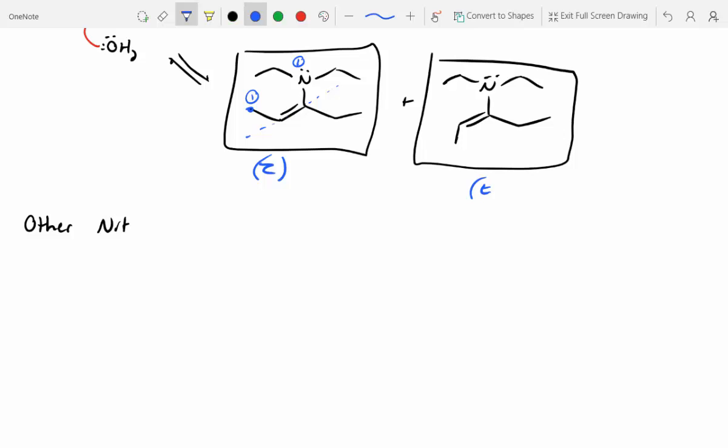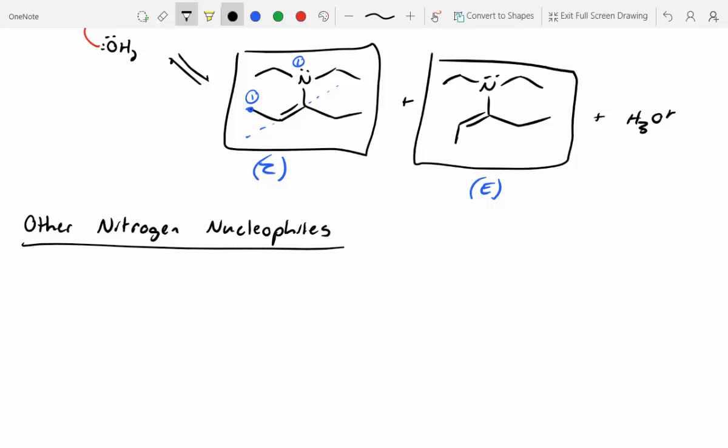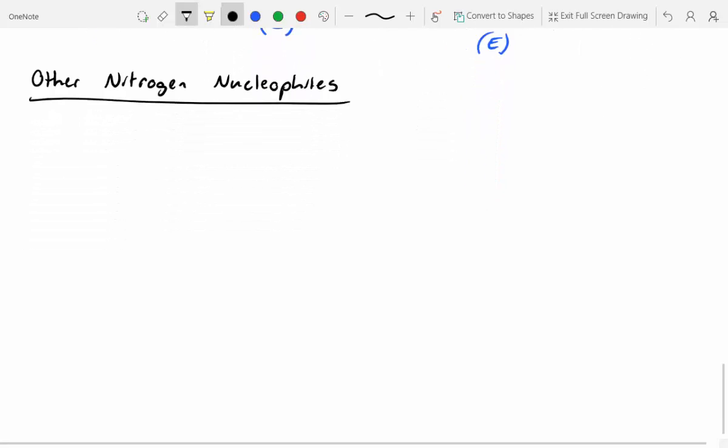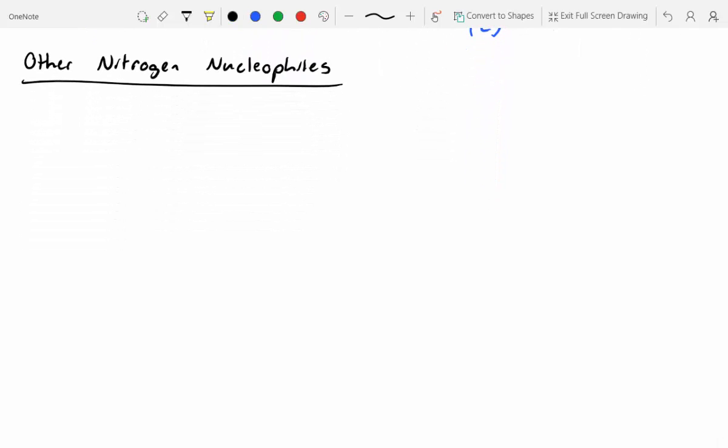So you'll get a mixture of E and Z out of this. Good catch. So let's do other nitrogen nucleophiles. The first one I want to look at is with a generic ketone. You can treat this with catalytic acid.